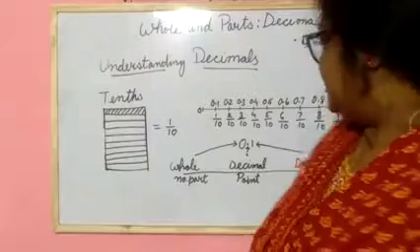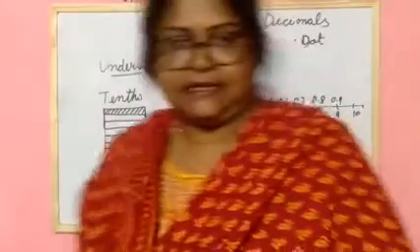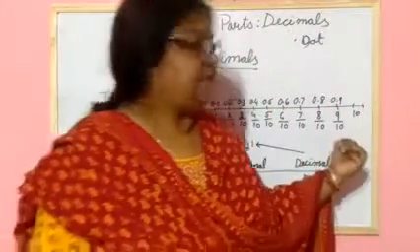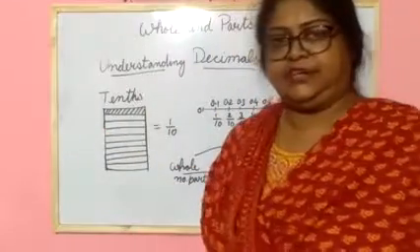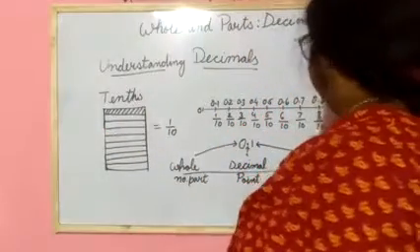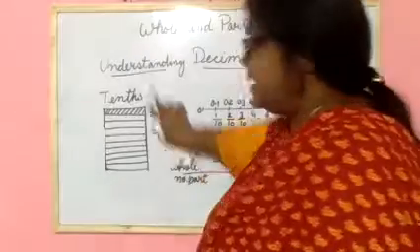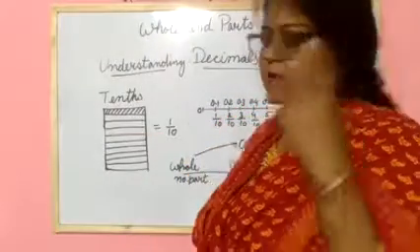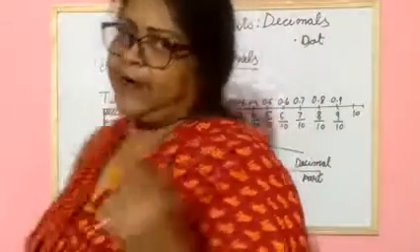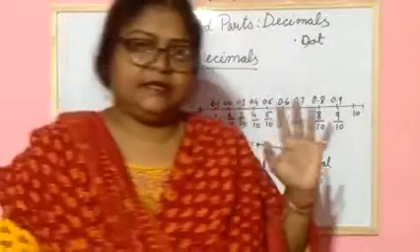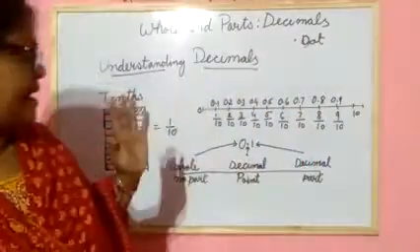Next, what you are seeing is written 9 by 10. That means 9 parts you have to shade there. And 10 means the whole part, known as 10. 10 is known as the whole number part. Understood?